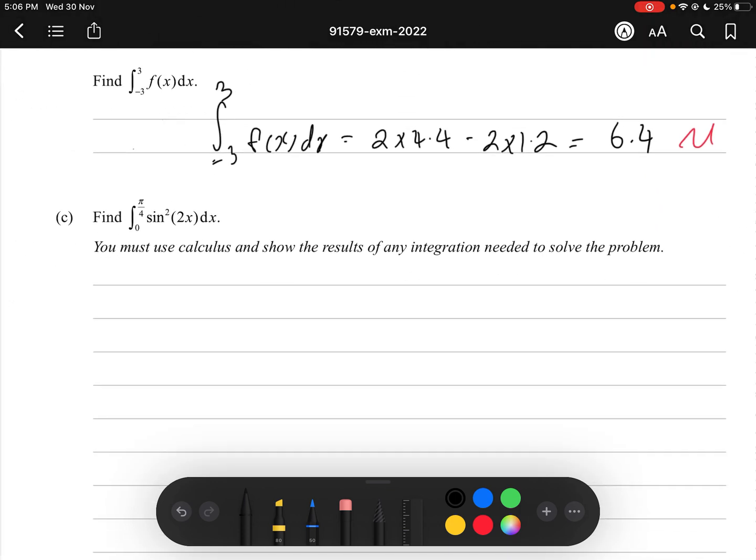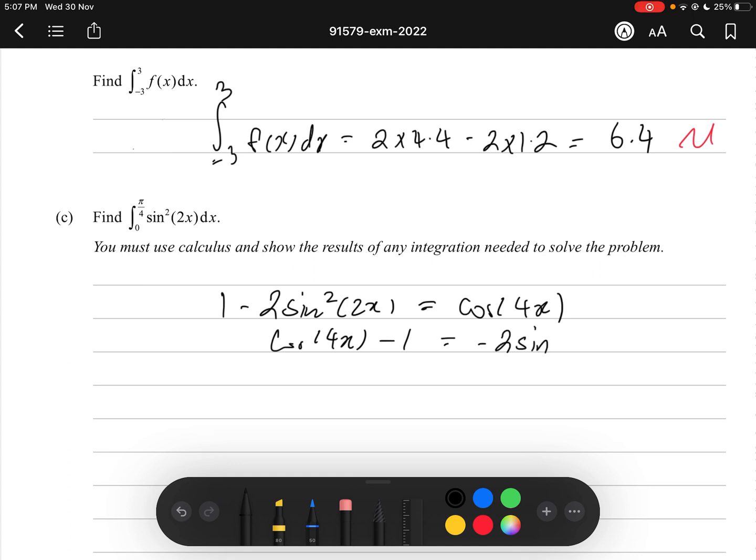Question number C, we're going to find the integral from pi over 4 to 0 of sine squared of 2x dx. We can't immediately integrate sine squared of 2x, so we need to change it to something that we can integrate more easily. We're going to refer to the formula sheet and have a look at the identity that 1 minus 2 sine squared of 2x is equal to cos of 4x. We're going to rearrange this equation to get sine squared in terms of cos 4x. It's just a simple rearranging: cos 4x minus 1 equals negative 2 sine squared of 2x. We're going to divide both sides by negative 2. So we have negative 1/2 cos of 4x, and then negative 1 divided by negative 2 is positive 1/2.